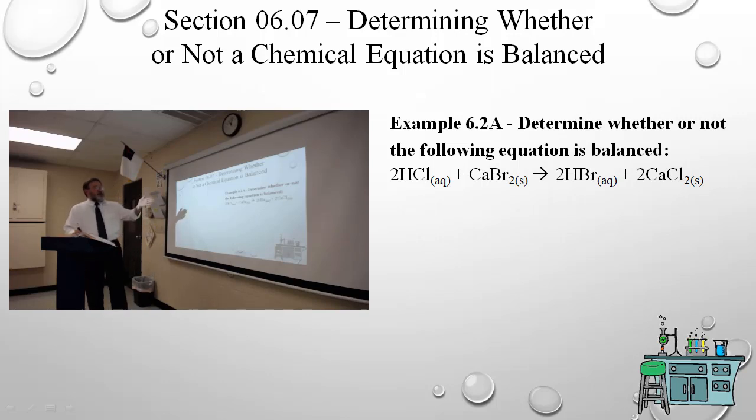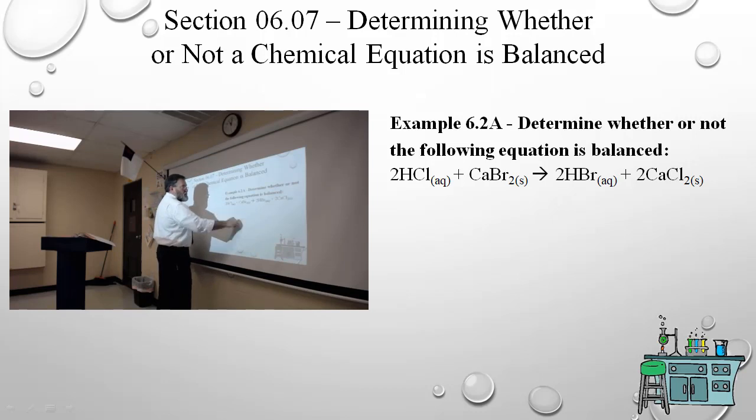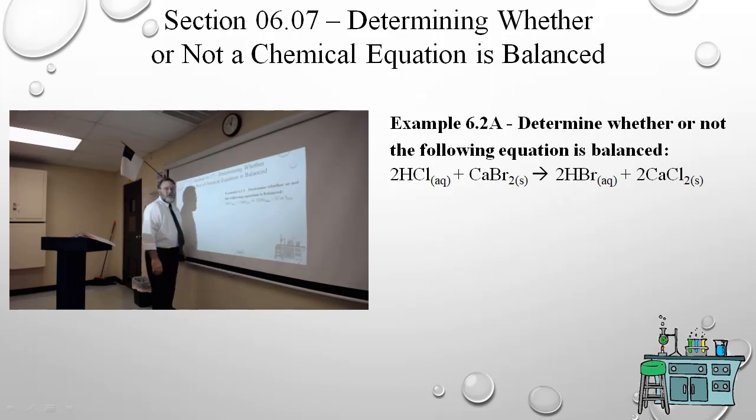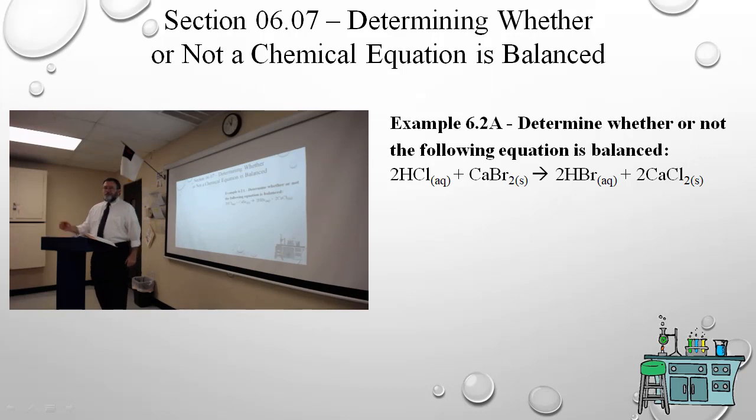Determine whether or not the following equation is balanced. 2 molecules of hydrochloric acid plus 1 molecule of calcium bromide reacts to produce 2 molecules of hydrogen bromide and 2 molecules of calcium chloride. The question is, is it balanced? Every time we ask, is it balanced, we're going to immediately go, what elements are involved in the reaction?